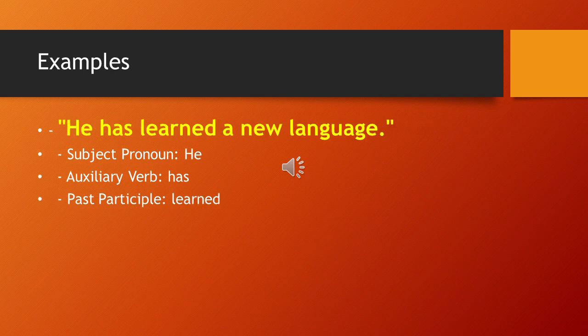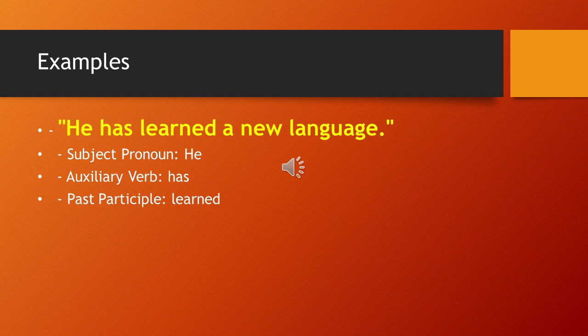One more example. He has learned a new language. The subject pronoun is he, which is third person singular. So that carries the auxiliary verb has. And the past participle of the verb learn is learned.